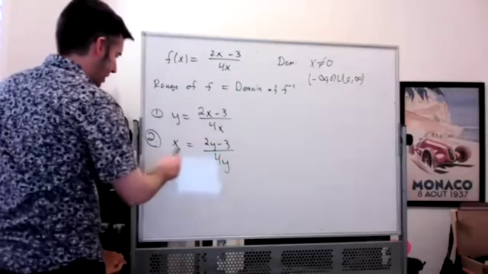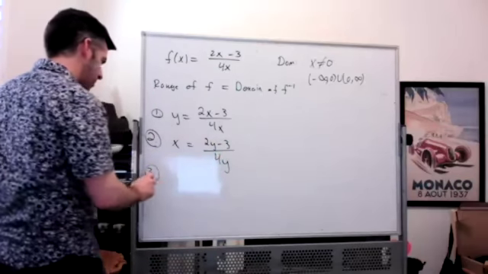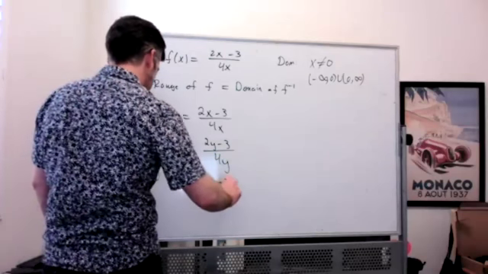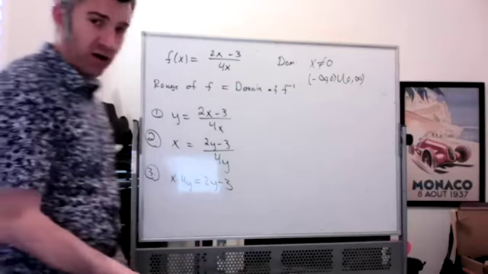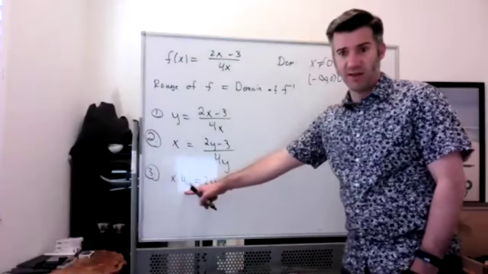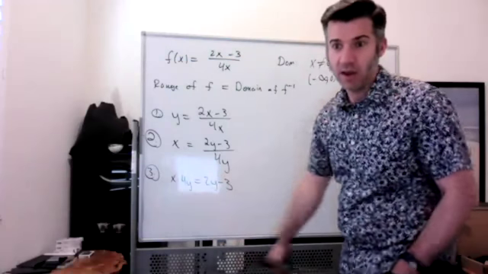I'm going to multiply both sides by the denominator. So I get x times 4y equals 2y minus 3. And then I'm going to bring all the y's to the same side.